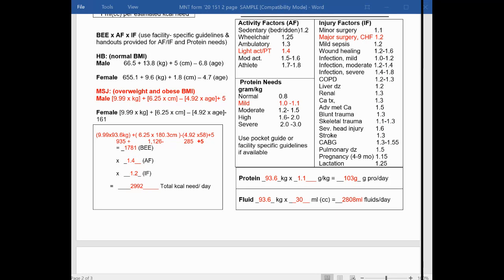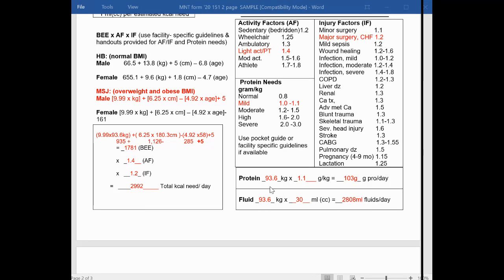was getting physical therapy. And then I take an injury factor of 1.2 because he is having major surgery. You'll see here that there isn't an injury factor for hip surgery in particular, but I would classify that as pretty major, so I use the 1.2. That gives him a total calorie need of 2,992 calories per day.